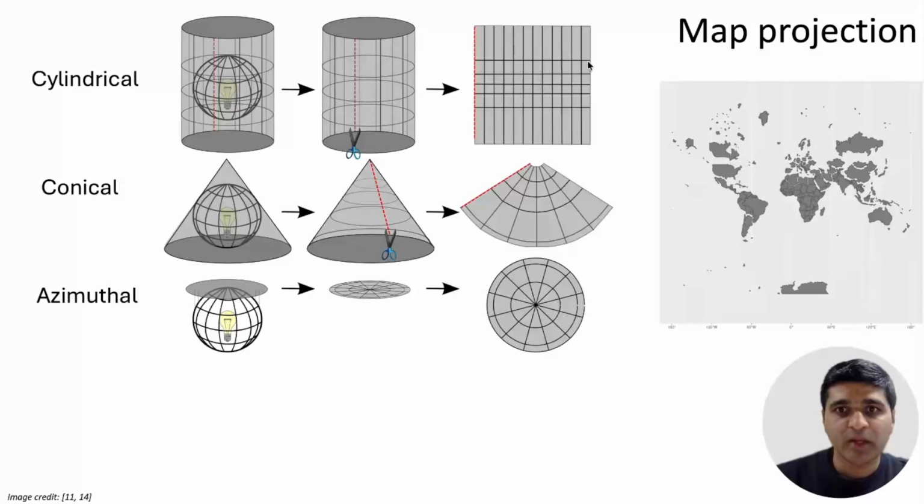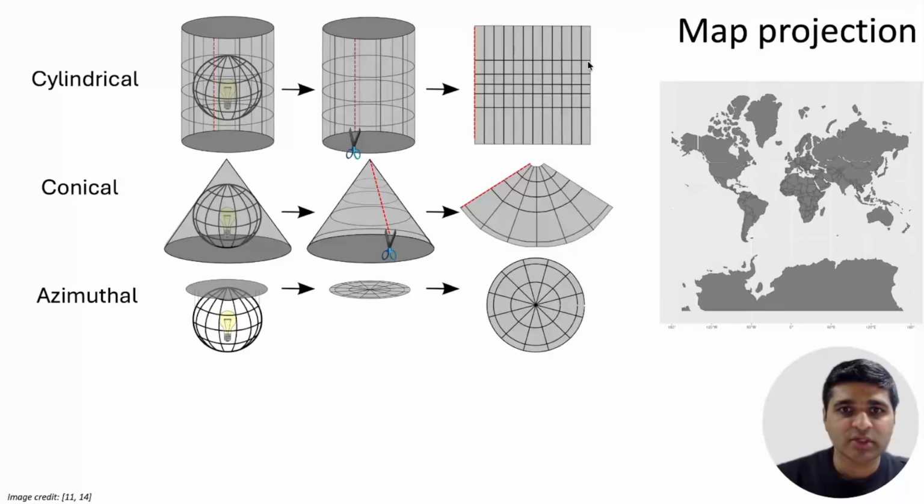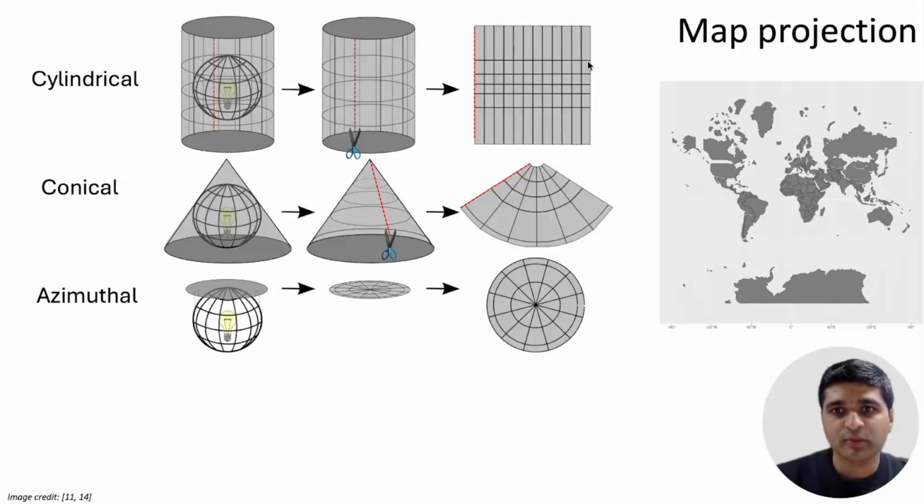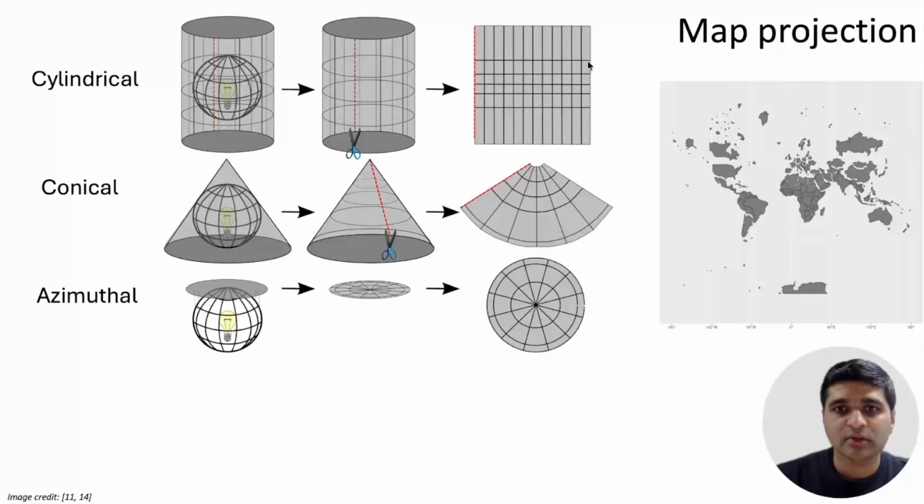There are three main families of map projections. Cylindrical projections wrap a cylinder around the globe. Conical projections place a cone over the globe. Planar, also called azimuthal projections, place a flat plane against the globe. Each method preserves certain properties better than others, helping to minimize distortions for different purposes. Map projection is therefore a fundamental step in GIS for making accurate and useful maps.